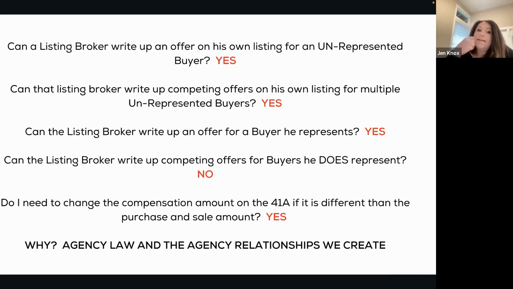Can a listing broker write up an offer for a buyer he does represent? Of course. If there is consent for dual agency from both buyer and seller, then yes, an agent can write up and represent buyer and seller in the same contract, making sure that we are checking the boxes that apply on the face of the purchase and sale agreement.